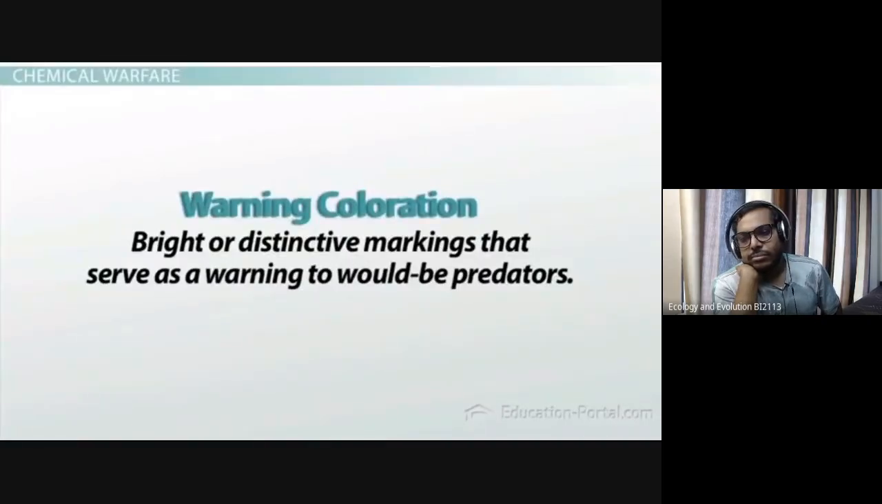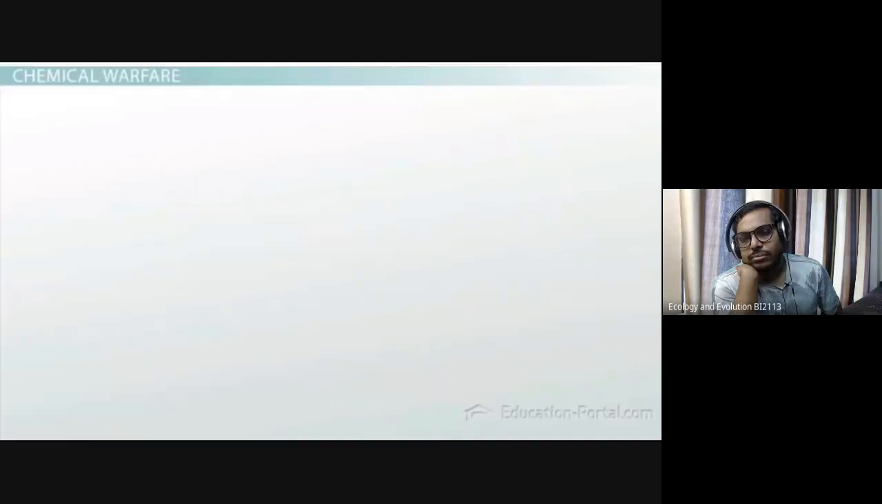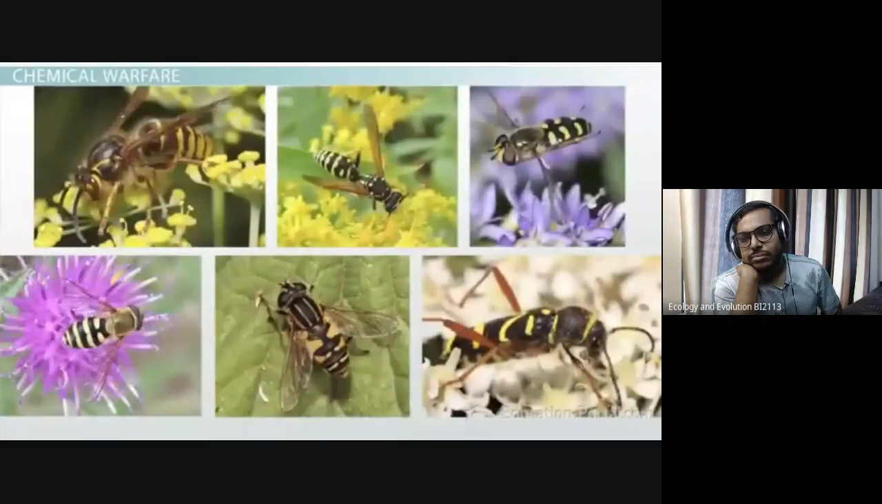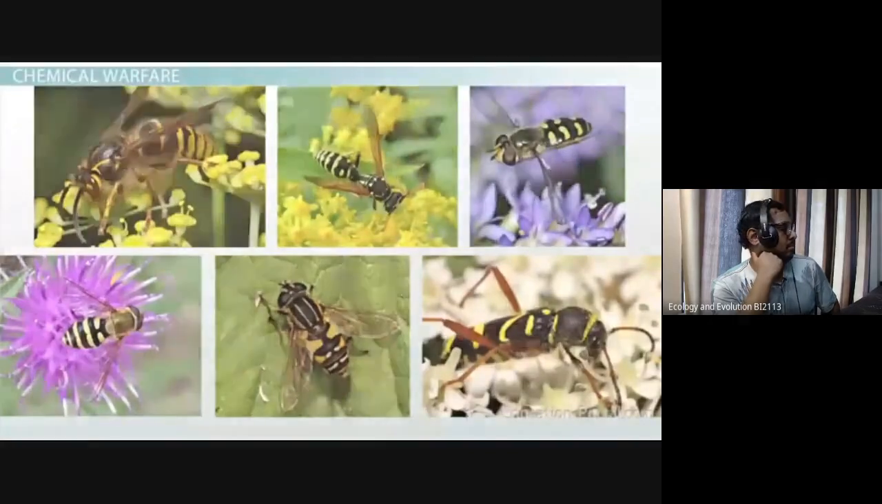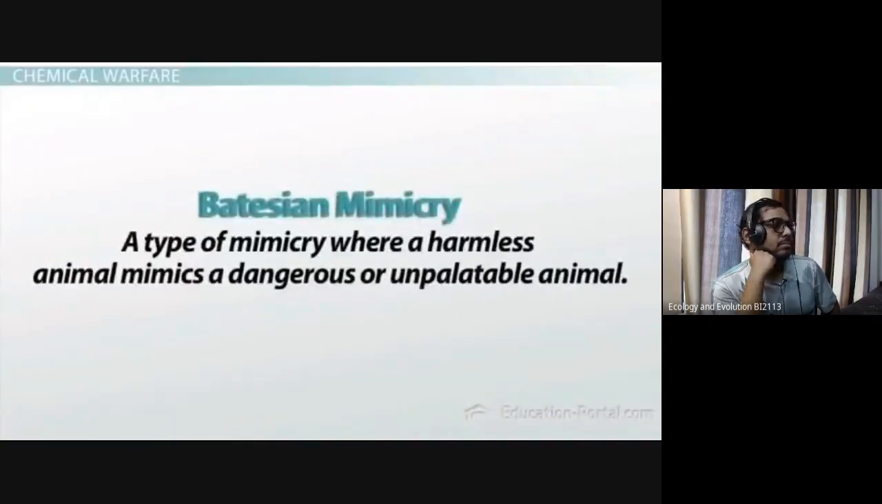A very common and universally known warning coloration is the black and yellow stripes of many species of wasps, hornets, and bees. Some harmless species of flies and even some beetles have developed similar black and yellow coloration to mimic the potentially dangerous wasps and bees. This type of mimicry, where a harmless animal mimics a dangerous or unpalatable animal, is called Batesian mimicry. Many types of butterflies also practice Batesian mimicry.